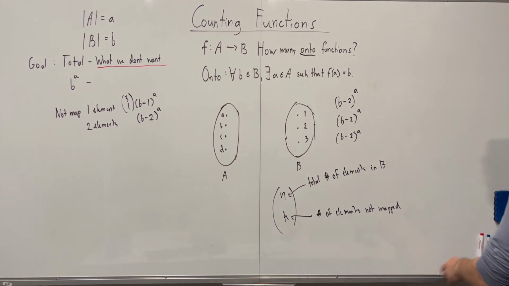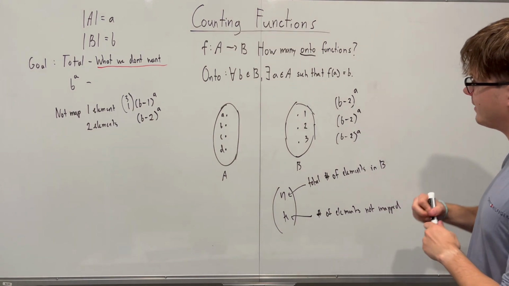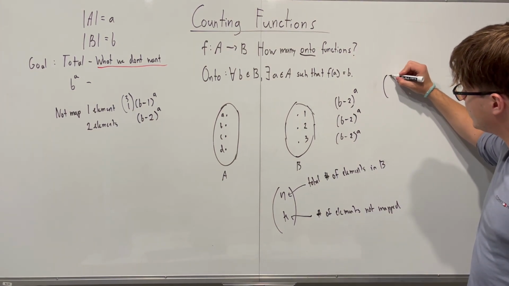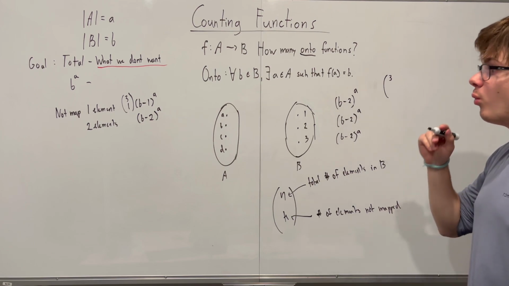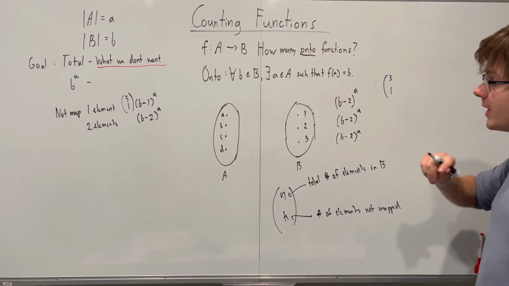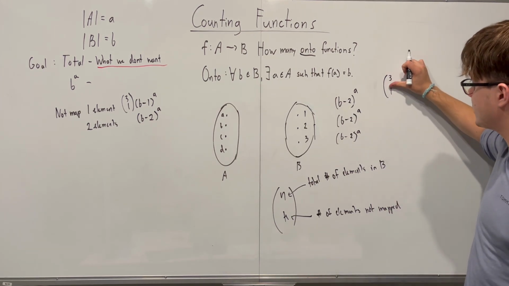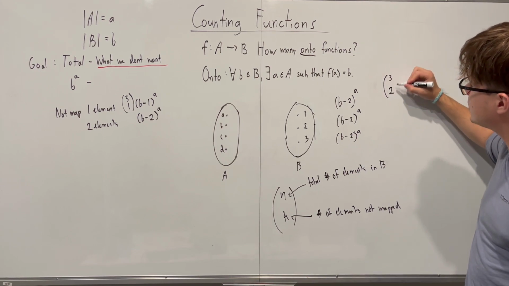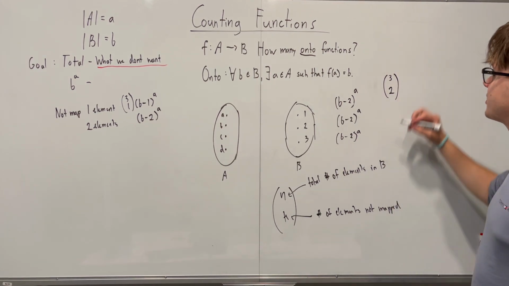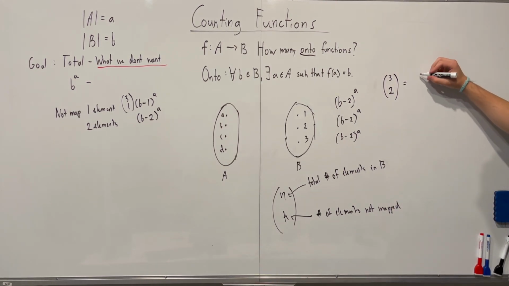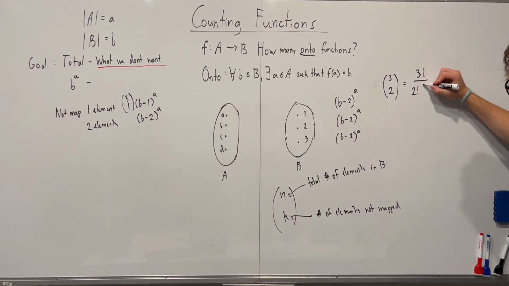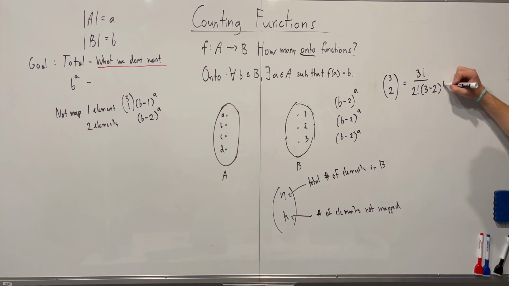And what do we find in this case? Well, in this case, we still have only 3 elements to choose from, but we're choosing not one element to not map something to. We're instead choosing 2 elements to not map something to. And what is this number going to be? Well, it's going to be 3 factorial over 2 factorial times 3 minus 2 all factorial.